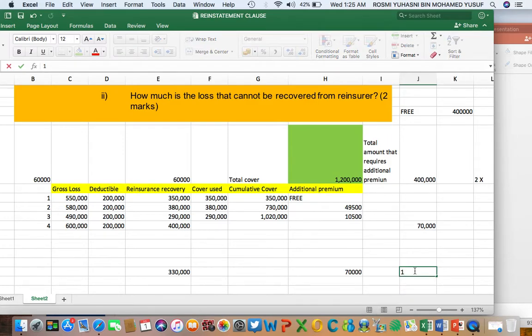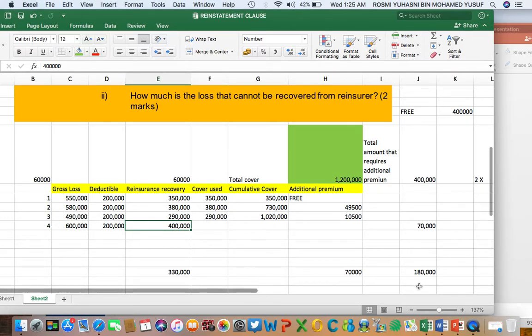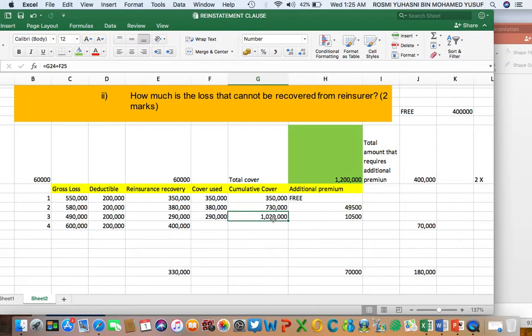1.2 minus this amount. Sorry, let me repeat. 1.2 minus this amount, the cumulative cover. So cover left is only 180,000. So they cannot claim this 400,000 for claim number 4, because they only have a balance of 180 after claim number 3. So cover used here will be 180.